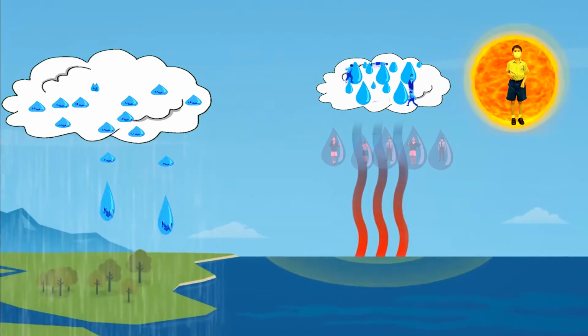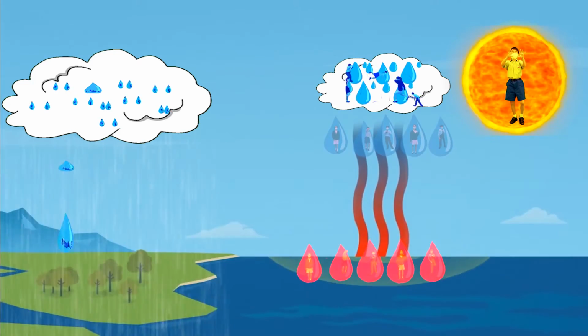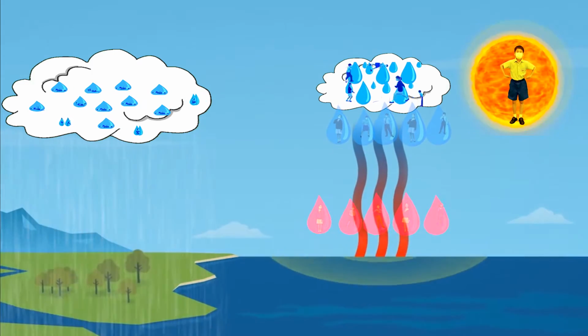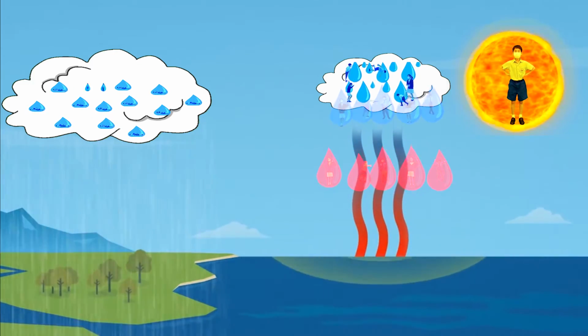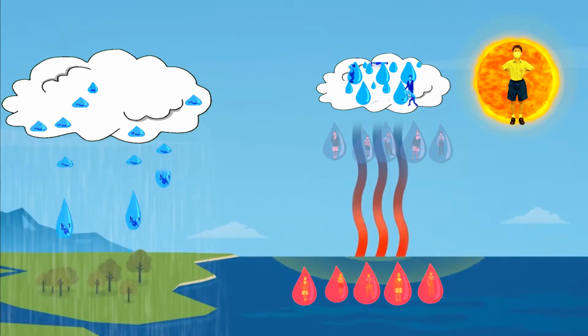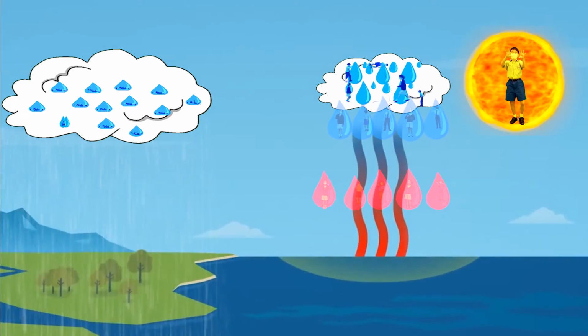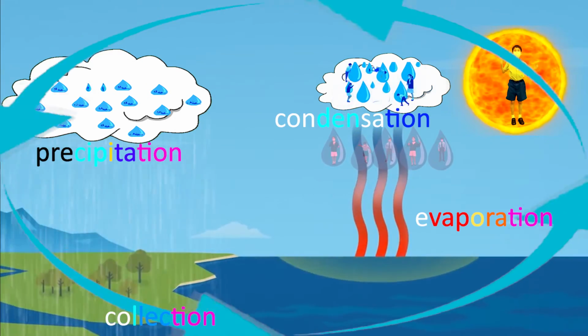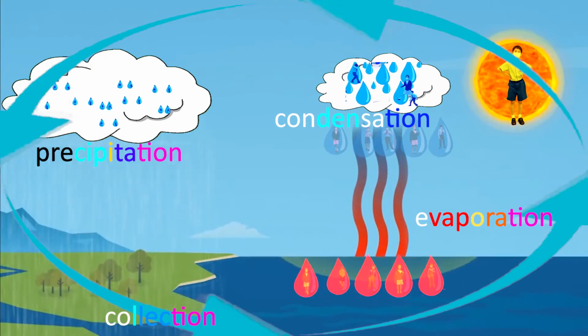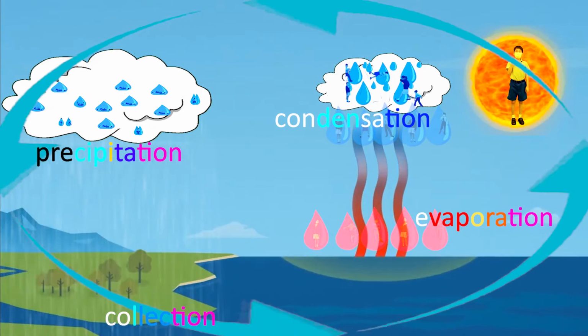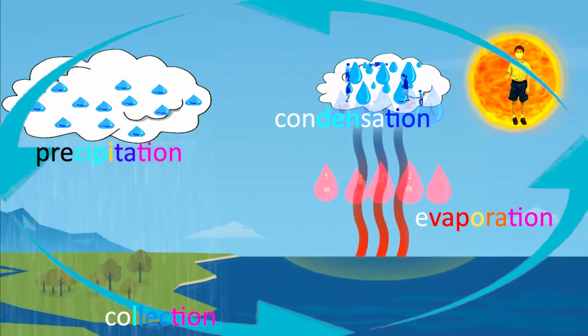What do you think will happen next? Excellent. The sun will shine on the water, and the water cycle will start again. Isn't that cool? Now we know more about the water cycle. Thanks for watching.